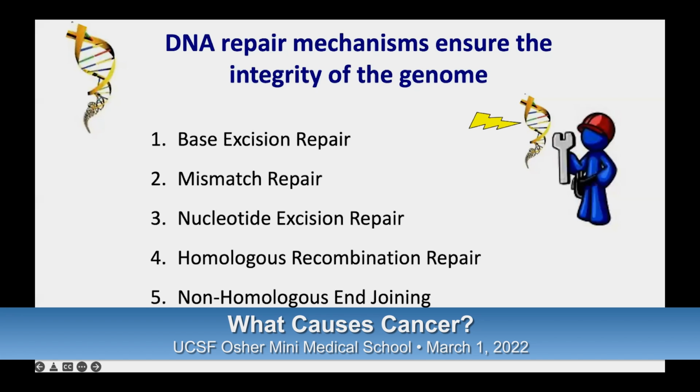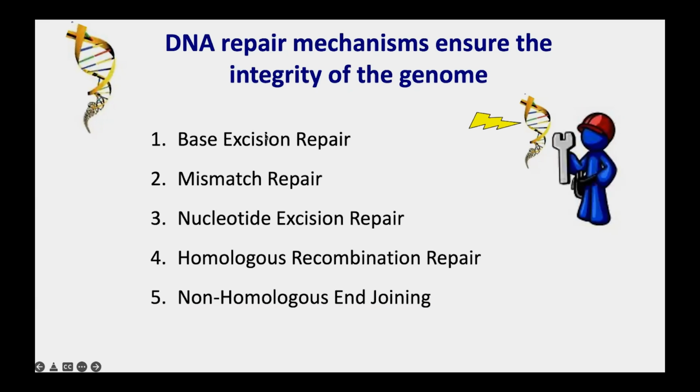So here we have our mechanic. There are different mechanics, and they each have their own very specialized roles. For example, I talked about the mismatch when there was a U put in instead of the C. Don't worry about the different types here. I just want to let you know that there are different types of DNA repair systems, and they work very efficiently to maintain the integrity of our genome.